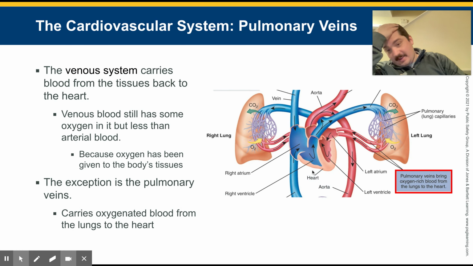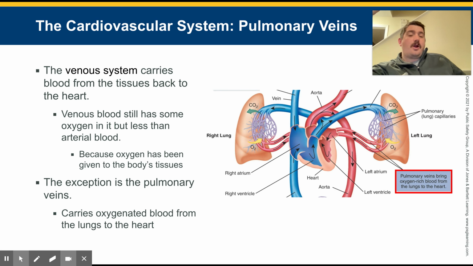And then we have veins, all right? So veins bring blood back to the heart. And again, you could say the vena cava, right? Superior, inferior vena cava coming into the right atrium, right ventricle. The only one that does have oxygen, I should say, for veins is the pulmonary vein coming back.